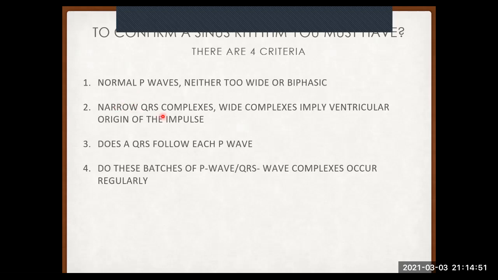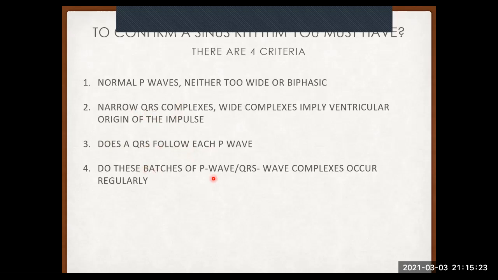And then you should have narrow QRS complexes. Once you have wide complexes, it implies that actually your SA node is not necessarily involved. Not necessarily that it's ventricular, but at least that it's not the SA node that's involved. Does a QRS follow each P? In other words, does the atrium beat and then the ventricle beat? Is the ventricular beat following the atrial beat? That's basically what we're saying over here.